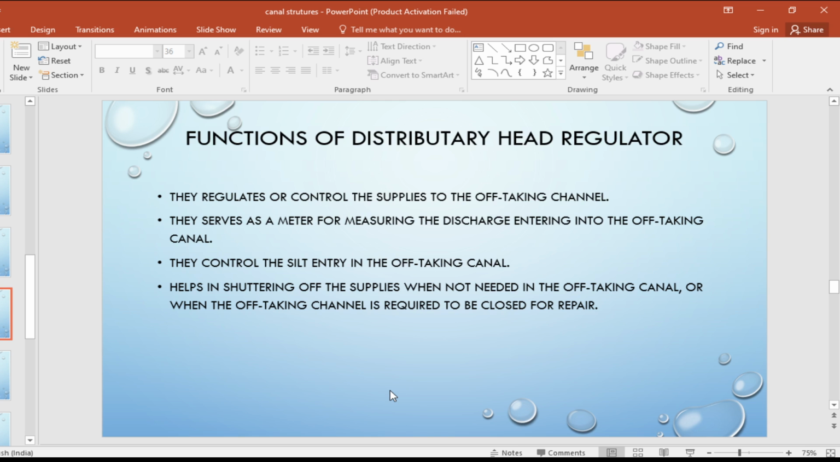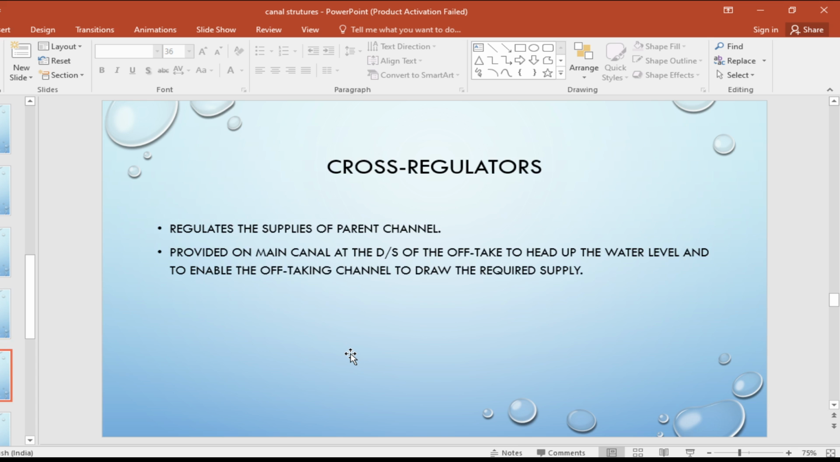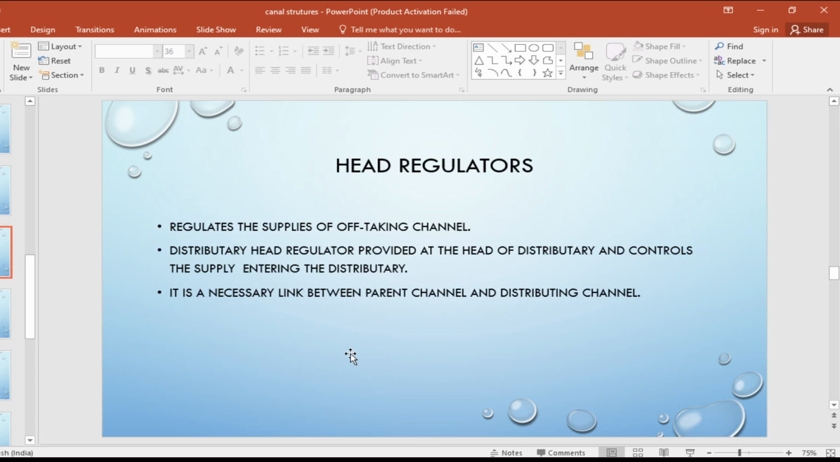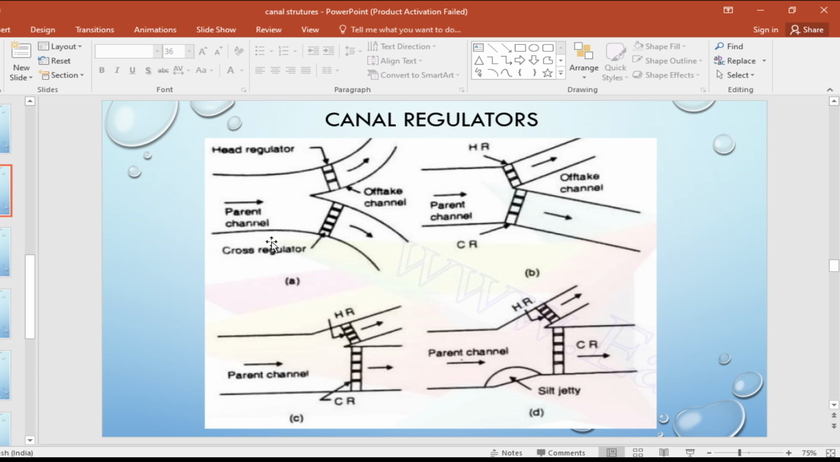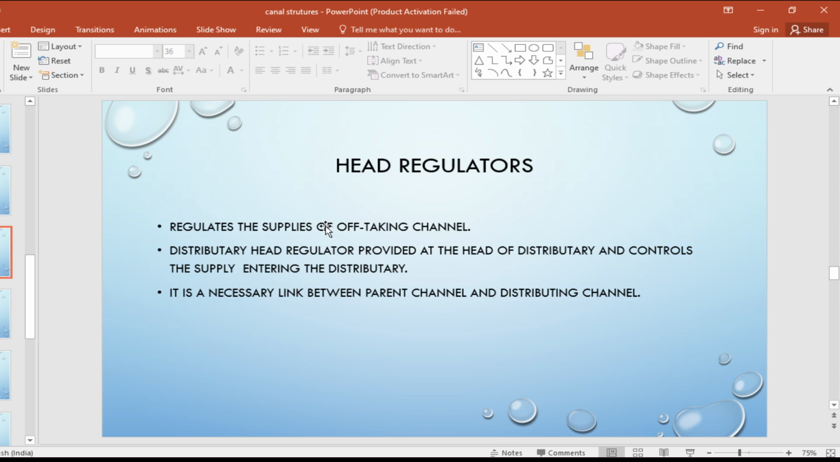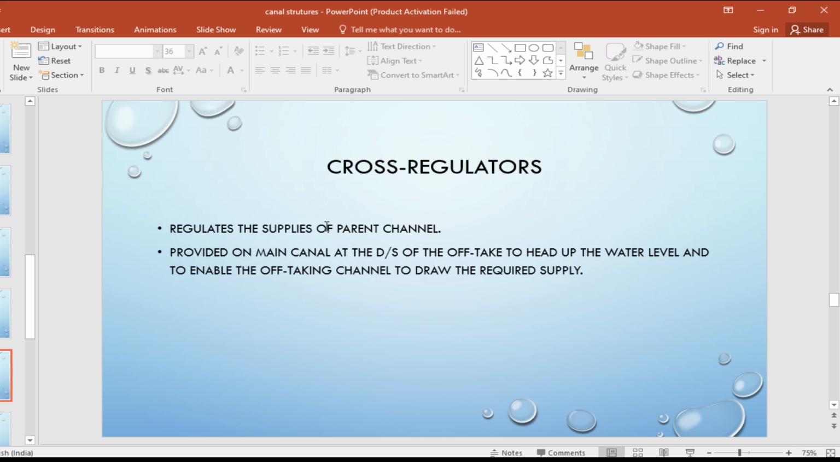Okay, so I hope you have understood the head regulator. The next part is cross regulators. Okay, what is meant by cross regulators? As I have shown in the diagram here, cross regulator is related to your parent channel. Okay, so cross regulator is the regulator which regulates the supplies of parent channel. Okay, cross regulator regulates the supplies of parent channel.